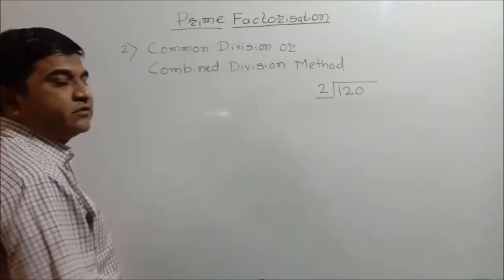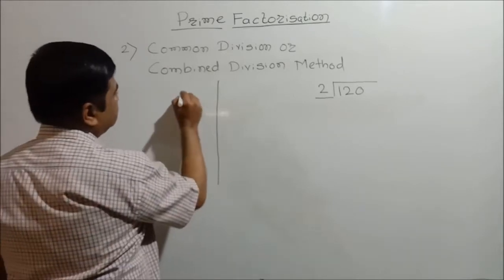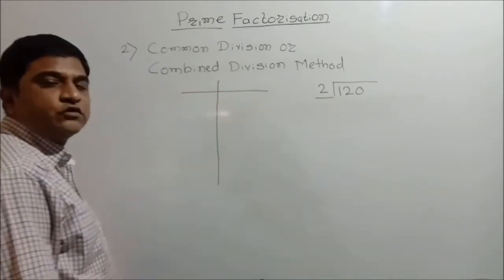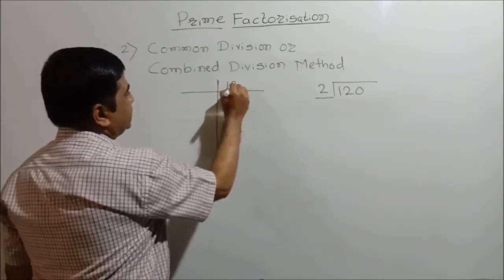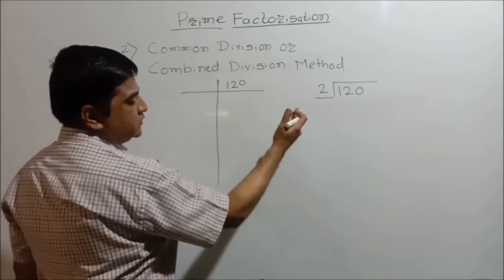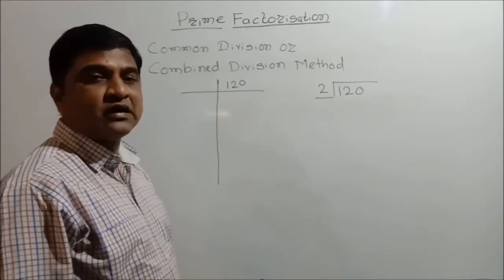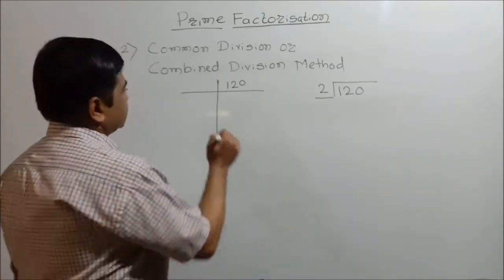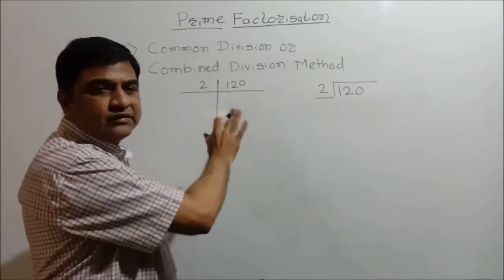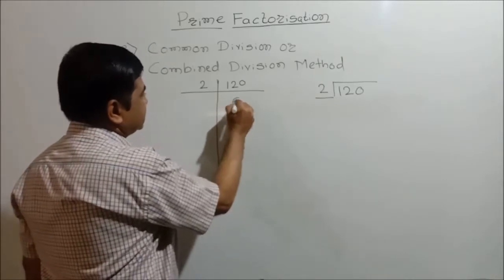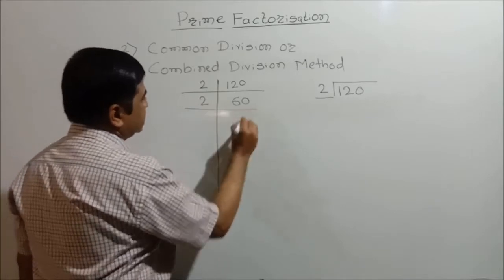But in this method we are doing something different. First of all, we are going to draw a vertical line and then a horizontal line, so we make it like a cross, like a T, and now we put 120 in the upper right corner. Now we'll start to divide 120 by the smallest possible prime number, that is 2. 120 can be divided by 2, so at the quotient we will get 60. Now again divide 60 by the smallest possible prime number, that is 2.